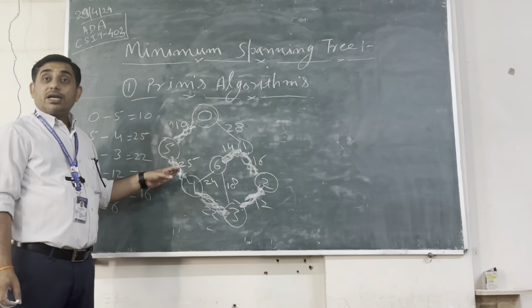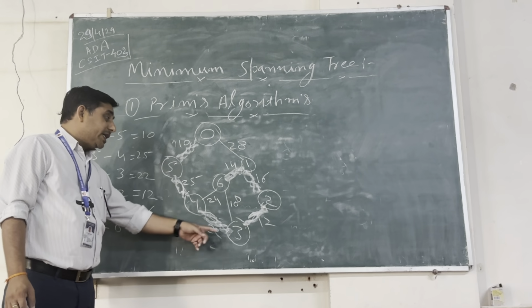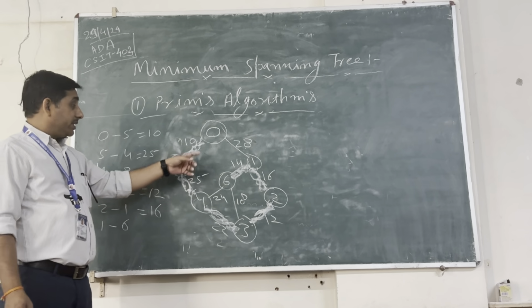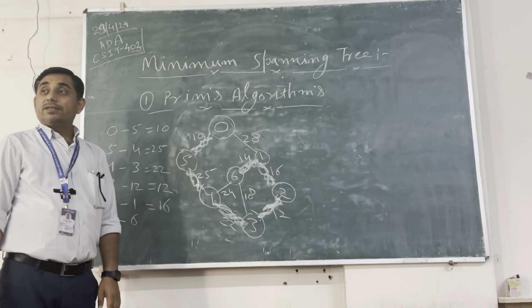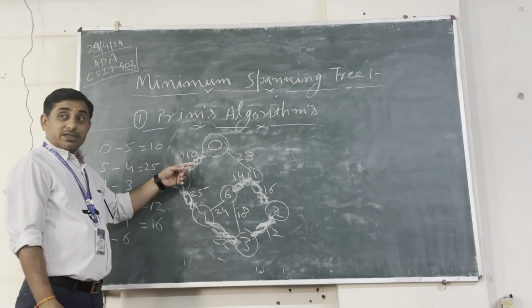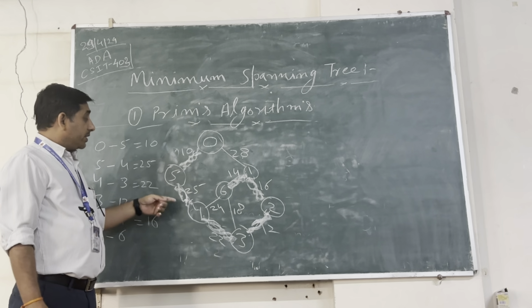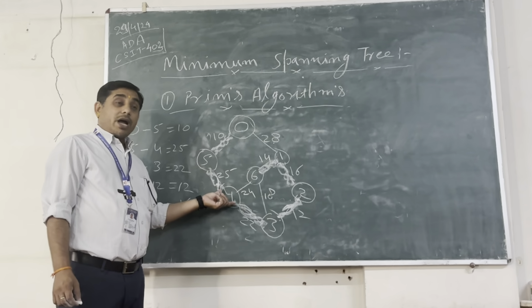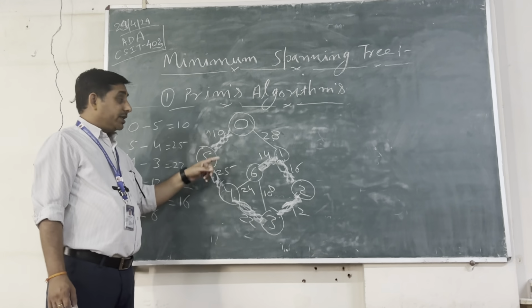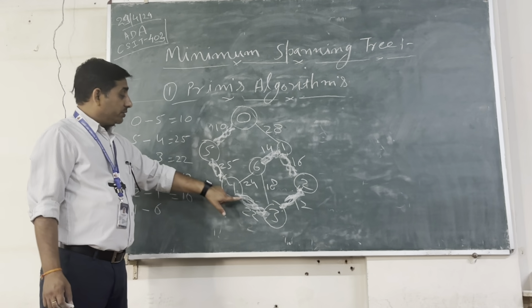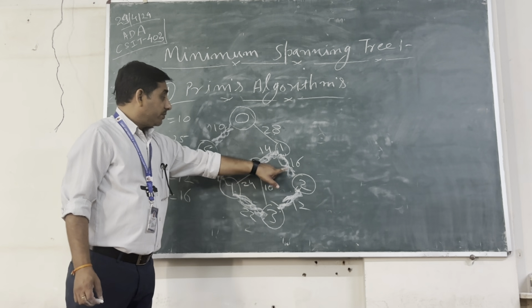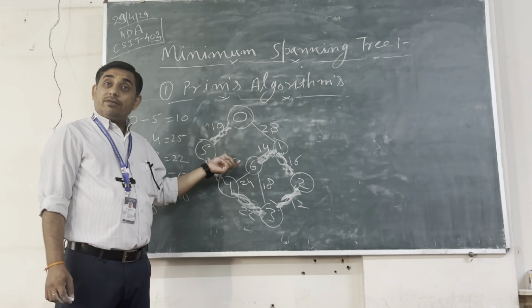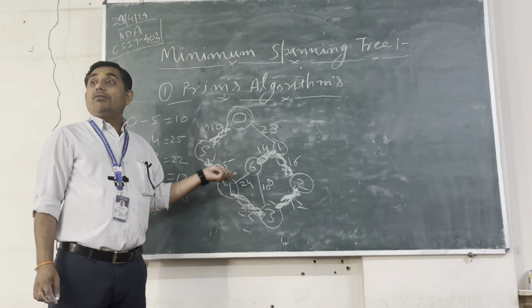Okay, and how many edges are involved in this case? 6 edges. And how many vertices are here? 7 vertices are here. And the number of edges is 6: 1, 2, 3, 4, 5 and 6. So by the formula, can we calculate how many edges are required?